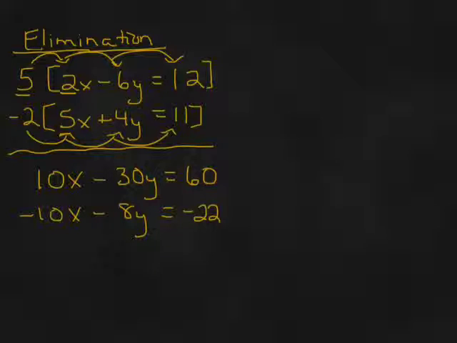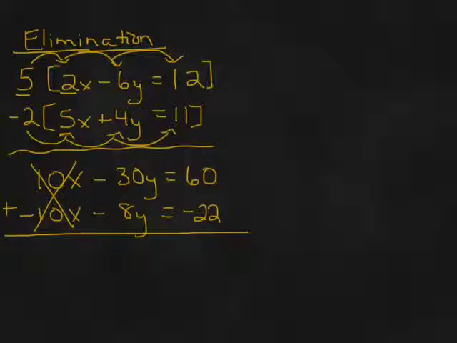And the good thing about that is, notice that on the x's now, I have the same number with the opposite sign. That's my goal. That's why I do the whole steps up at the top. So now I can add these two equations together. And when I add 10 plus negative 10, they get eliminated, which is what I want. Now one variable is gone.